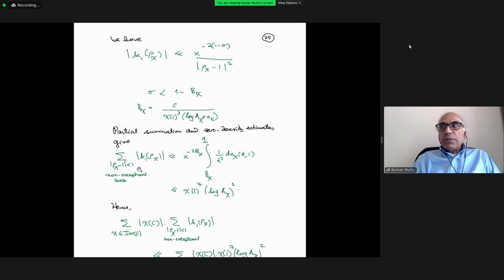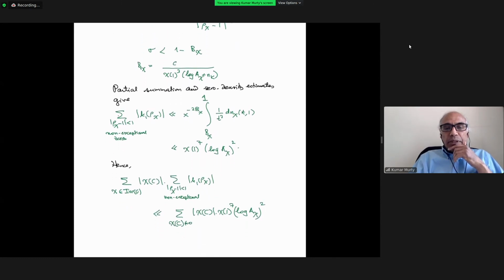And after you put this together, you'll get a sum like this: chi of 1 to the 7th times log of the Artin conductor squared. Okay. The x now here, notice, plays no role.